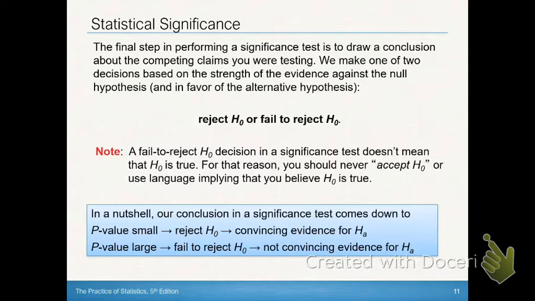So as a little overview here, if you have a small p-value, you're going to reject the null, which means you have convincing evidence to support the alternative. If you have a large p-value, then you're going to fail to reject the null, in which case you do not have evidence supporting the alternative.